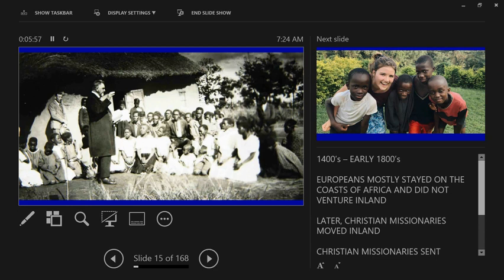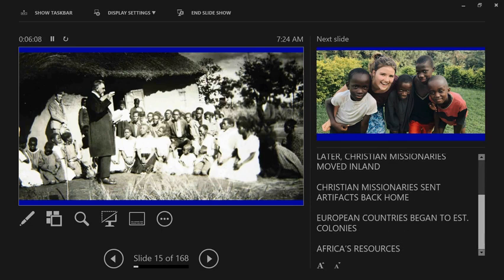And during this time, they mostly stayed on the coast of Africa and did not venture inward. But during the 1800s, they started to move closer and closer inland. And the Christian missionaries sent artifacts back home.